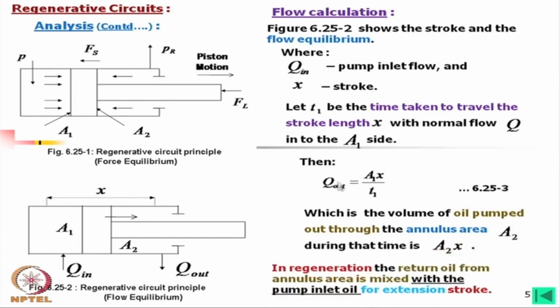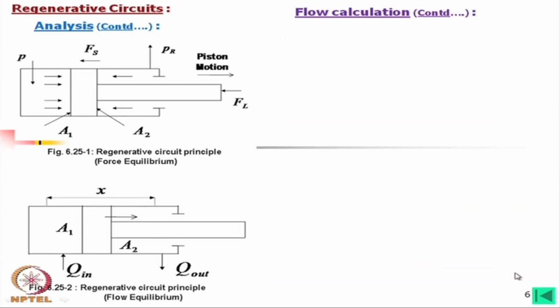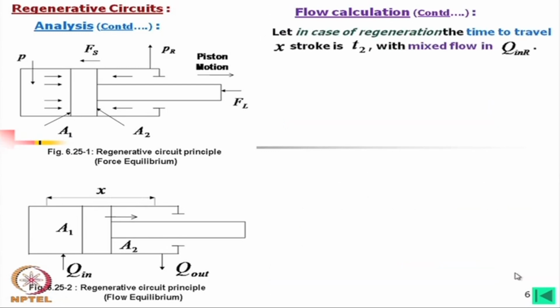I think this equation I have written wrong. This will be Q in. Q in is A1x by T1. Okay. Now, A2x we will estimate. In regeneration, the return oil from the annulus area is mixed with the pump inlet oil for the extension stroke. Okay. Now, we will see that.